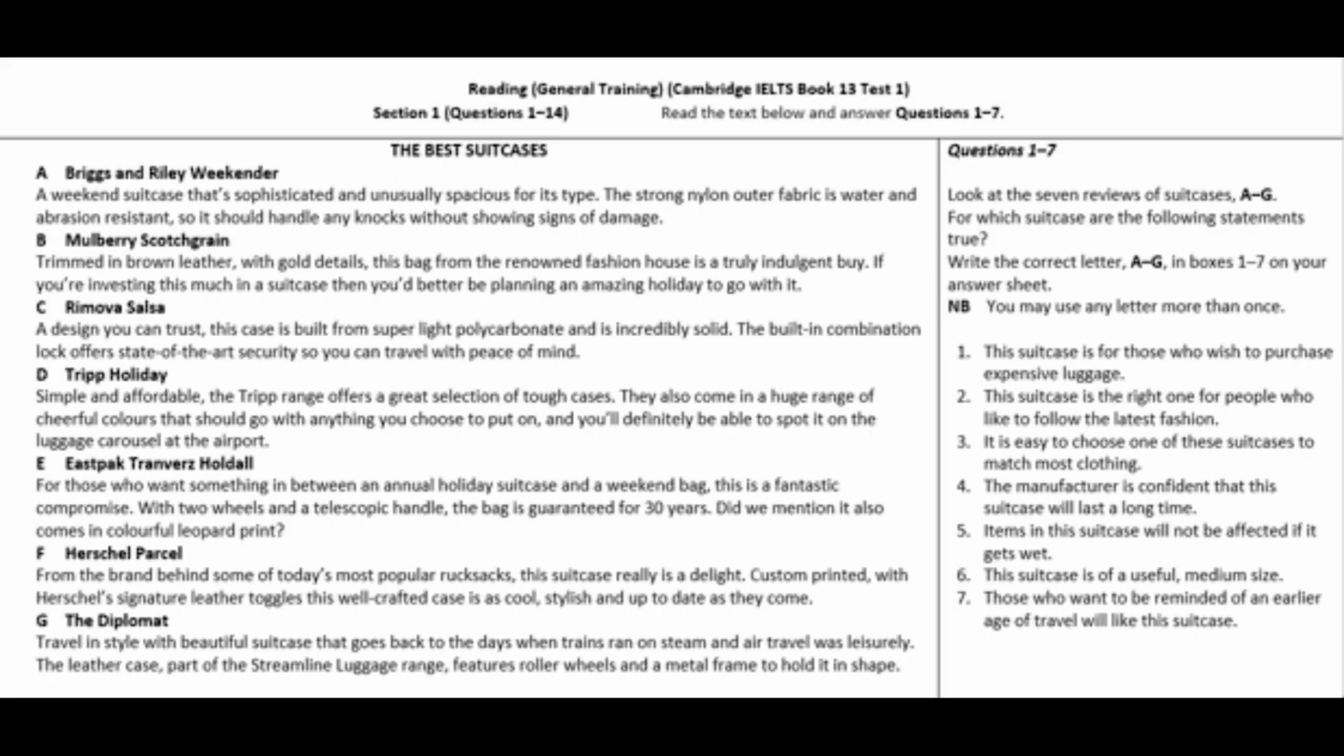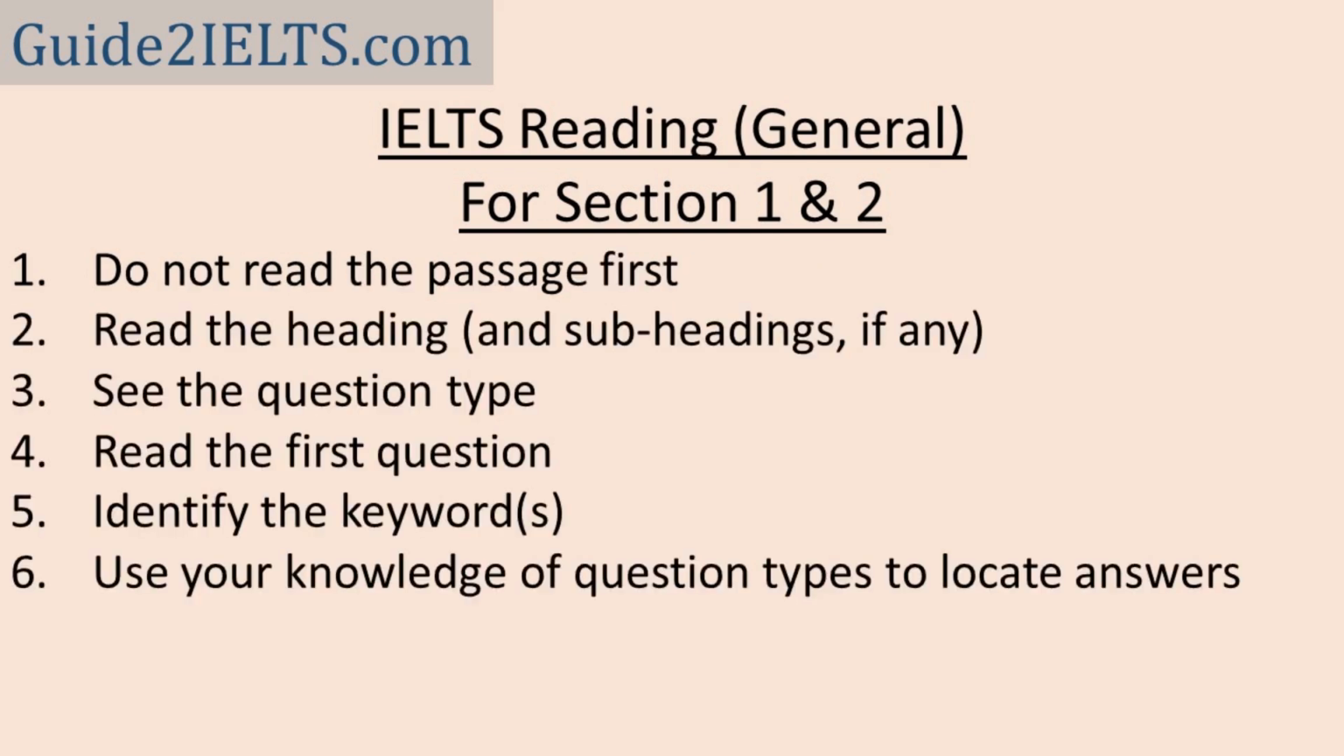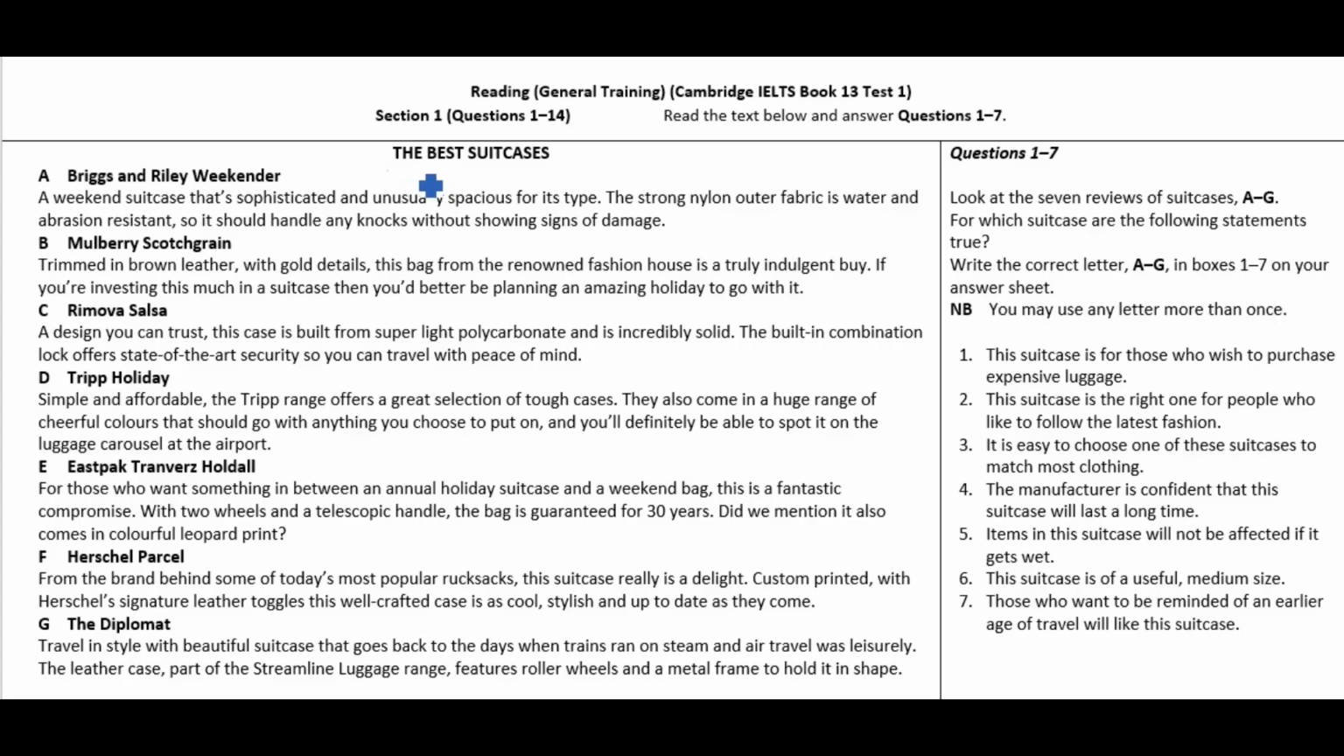This is the passage that we have. So what is the first thing that we do? Both in Section 1 and Section 2, do not read the passage. What do we need? We just need to understand what question types are there. We need to glance at the main headings and then start looking for answers. So the first thing that I'll do is just read the heading. In this case, the best suitcases. I'm assuming the rest of the text would be features of these suitcases. So I'm not going to be reading through any of this now.